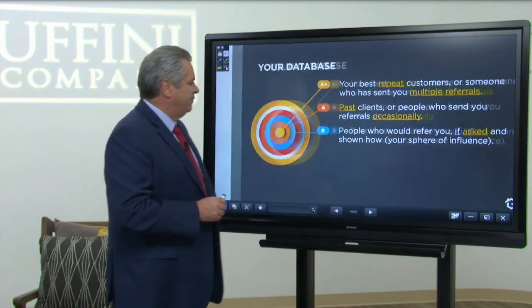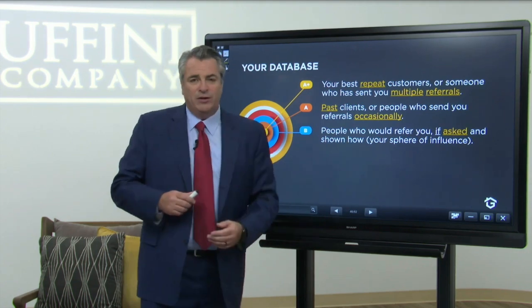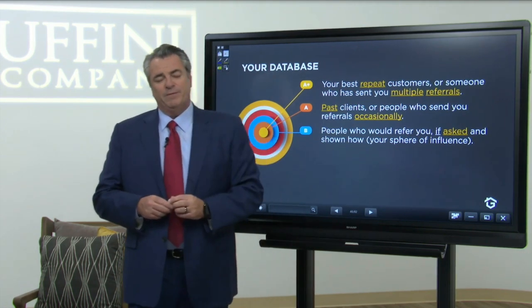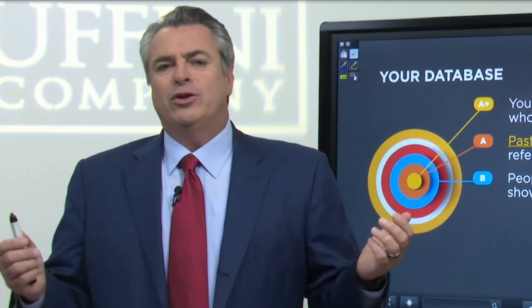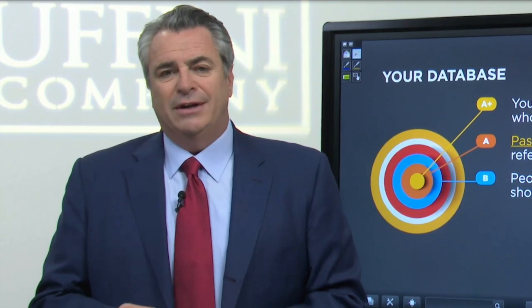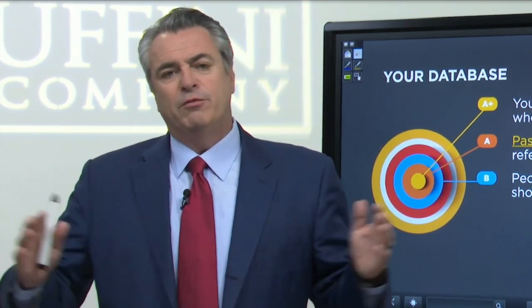This next group, this B group, these are people who would refer you if asked and shown how. Your sphere of influence, for example. And a sphere of influence is a phrase very commonly used in real estate. It'd be like, who do you send a mailing to at the holiday season? Things like that. So it'll be a little broader base.